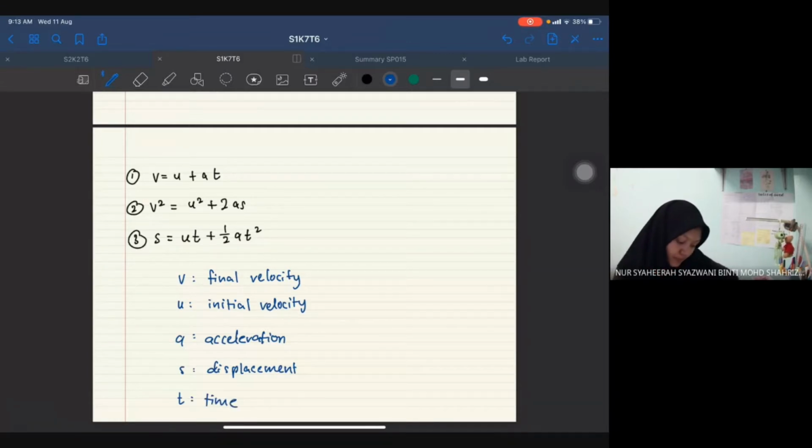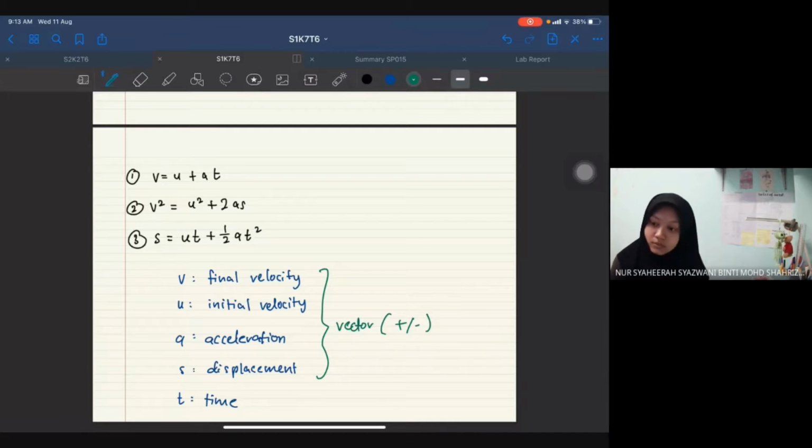Okay, one of the most important things about these equations is that these 4 quantities are actually vector quantities. So when I say these are vectors, whenever you try to substitute inside the equation, you really need to consider whether each one is positive or negative. Time tak adalah. But V, U, A and S, they could be positive, they could be negative. It really depends on the direction.